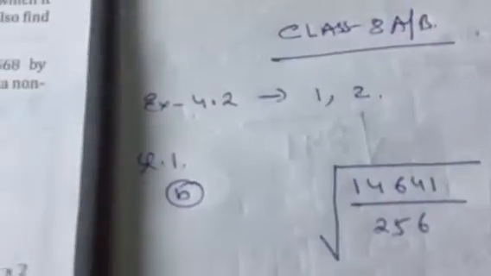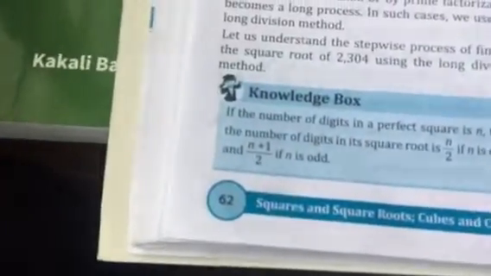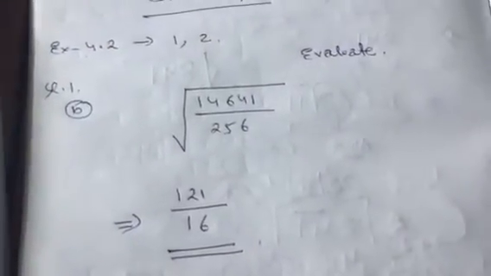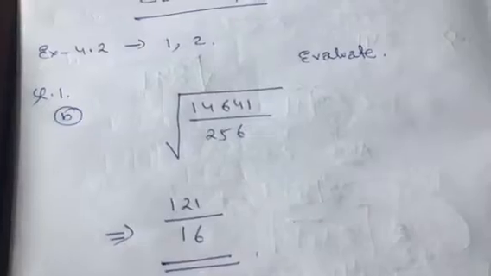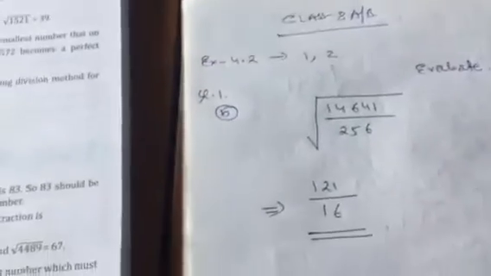So just go to exercise 4.2, especially take question number 1 and 2 of your book, page number 62. Okay, so if you just see, I have done these questions here. 14641 divided by 246, and there is a square root symbol. So this is the square root. So the method is again similar.